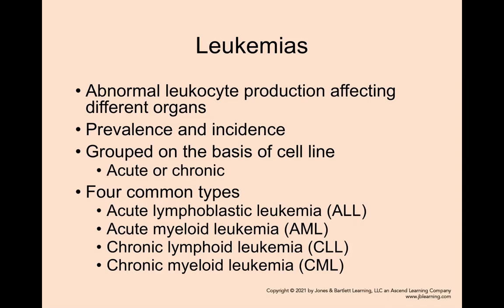There are two kinds of leukemia. Well, there are four kinds, but it's either acute leukemia or chronic leukemia. They are named according to their cell lines and whether they're acute or chronic, and you can see the four different ones listed there. Acute leukemia has a more rapid onset and progression, and chronic leukemia has an insidious onset and is also less aggressive.